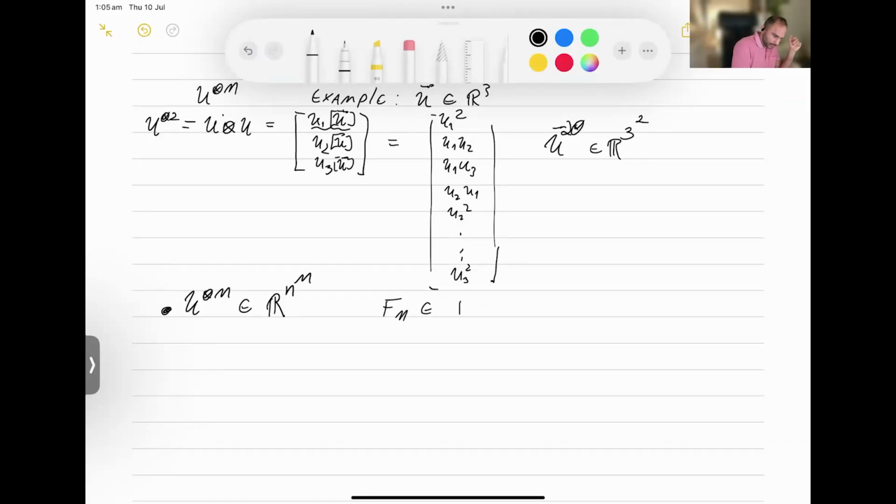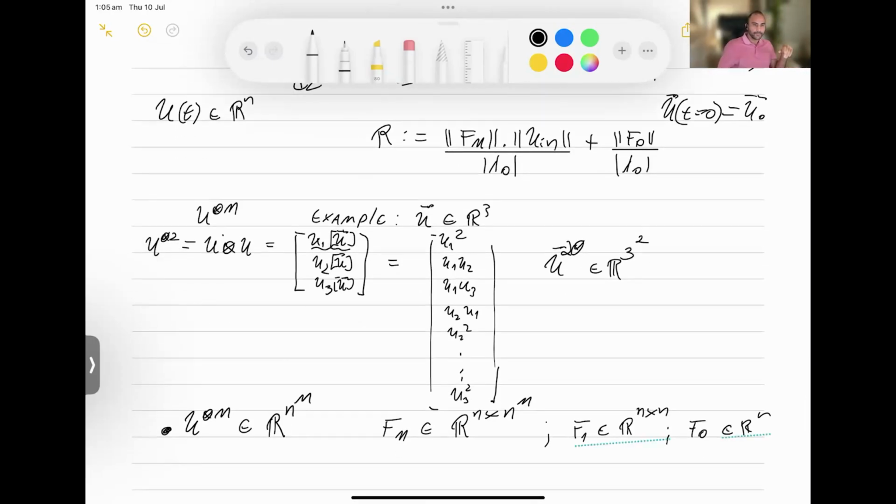So it's going to be n times n to the power m. F1 elements could be complex as well, depending on the case that we're dealing with. And F0 is just a vector.